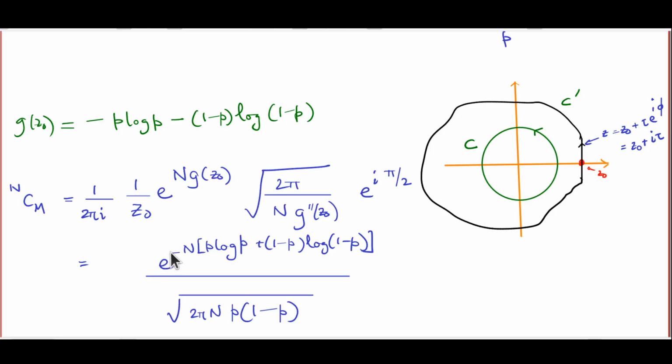That is, this binomial coefficient works out to be e to the minus n times (p log p plus (1 minus p) log (1 minus p)) divided by square root of 2 pi n into p into (1 minus p). This requires a bit of algebra. Casting the final result in this particular form requires a bit of algebra, but it's pretty straightforward algebra and you should be able to carry it out yourself.